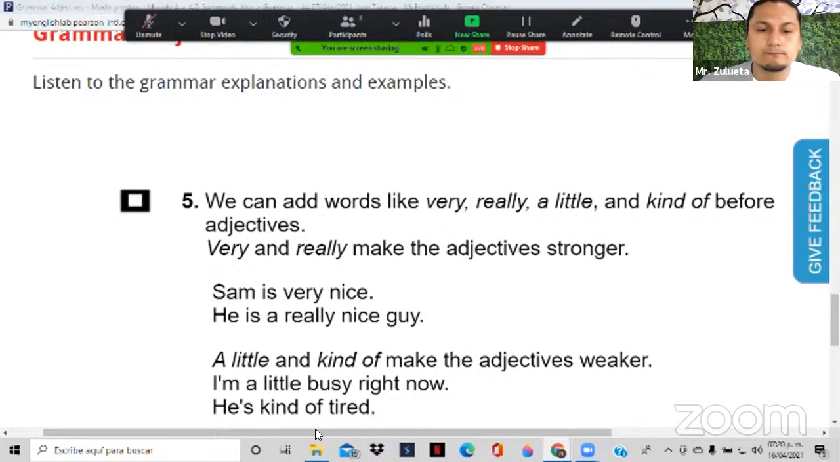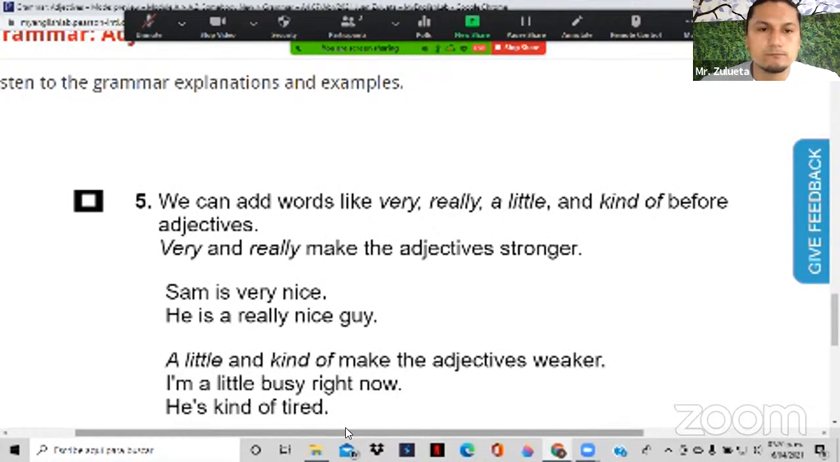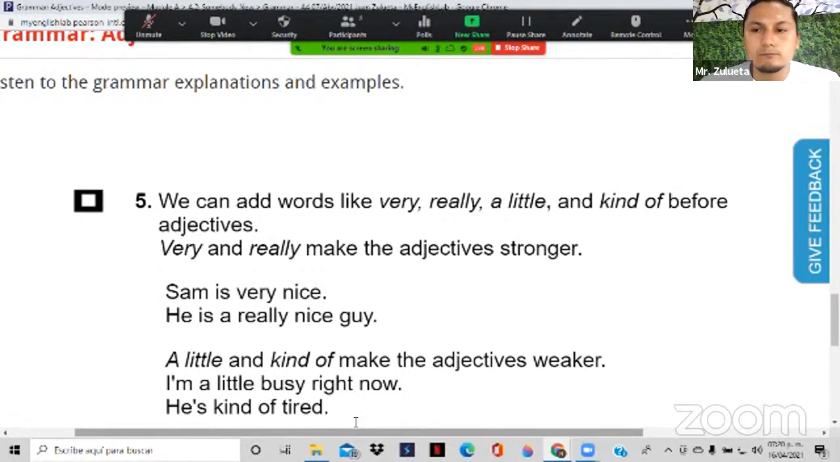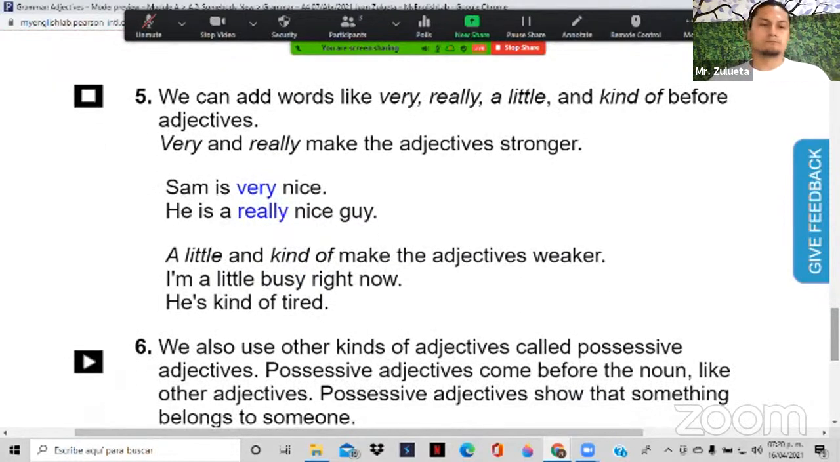We can add words like very, really, a little, and kind of before adjectives. Very and really make the adjectives stronger. Sam is very nice. He is a really nice guy. A little and kind of make the adjectives weaker. I'm a little busy right now. He's kind of tired.